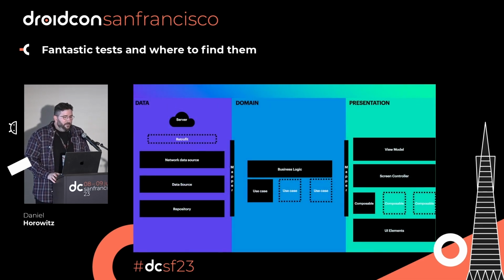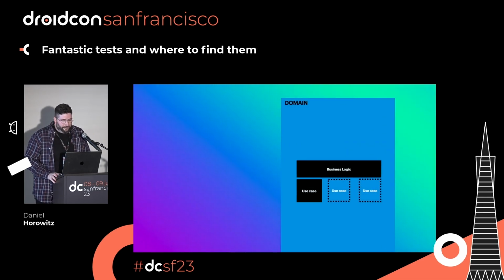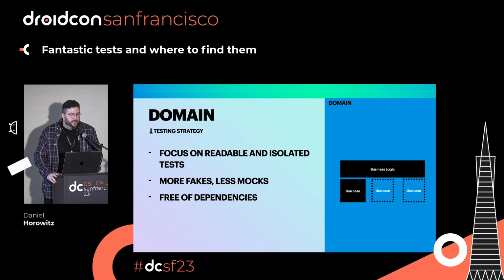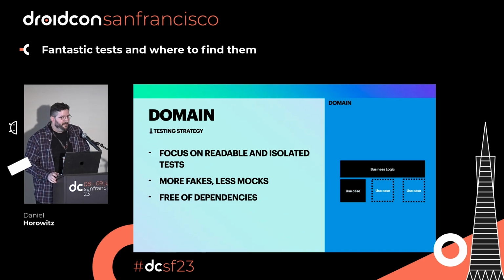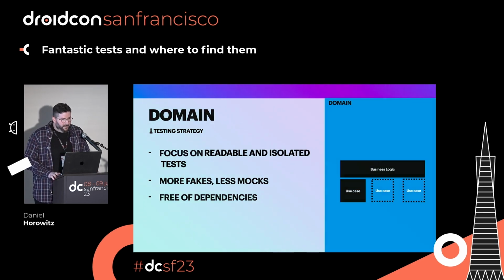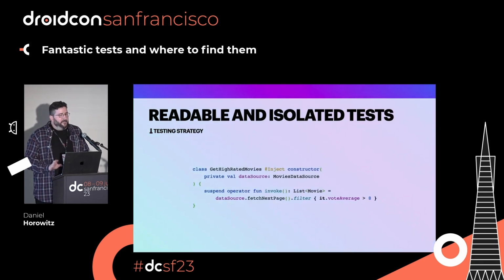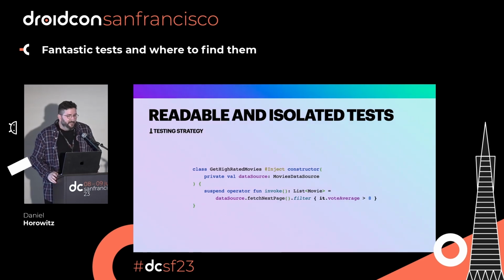So let's go through the domain layer. So here, I like to focus on readable and isolated tests. Of course, doing more fixtures and fewer mocks. And yeah, because this is the domain layer, it should be free of dependencies in every way. So let's see an example of the first point. So the tests, they should be readable and isolated. So what does that mean?